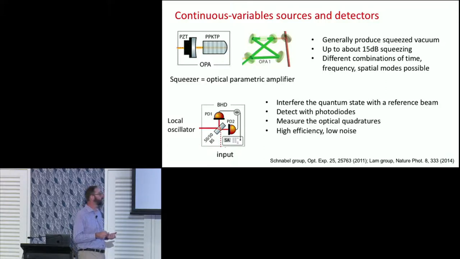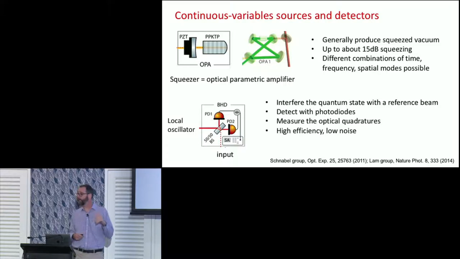The difference signal here gives us some common mode noise rejection, and we're able to make these quadrature measurements that I spoke about earlier. Measuring in different projections in that quadrature space is achieved by tuning the phase of the local oscillator. So, high efficiency, low noise measurements. These are very robust techniques that work incredibly well.